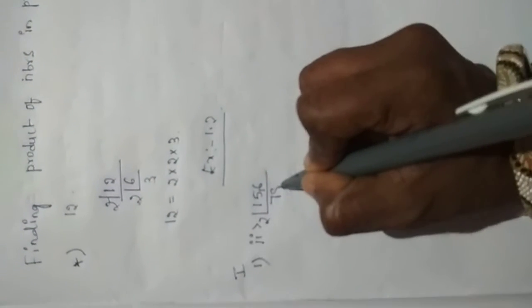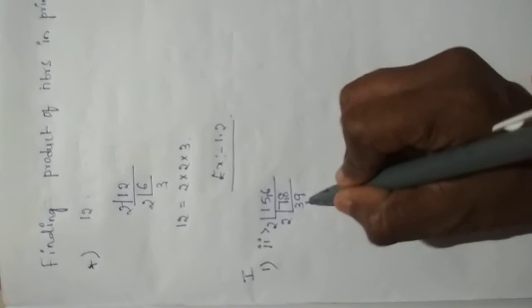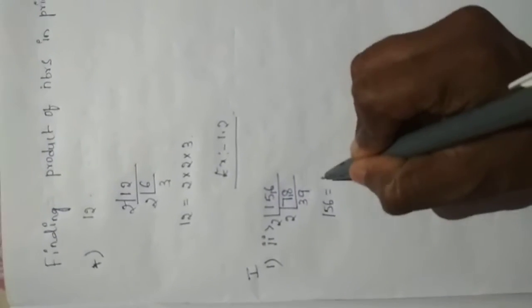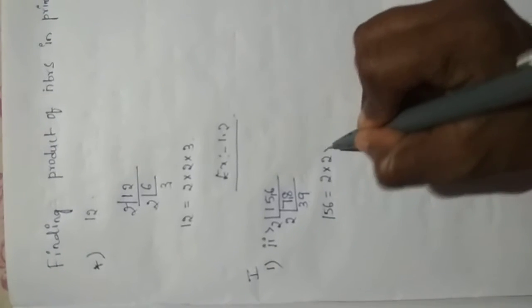156. 2 sevens 14, 1 will be left. 2 8s 16, 2 3s 6, 1 will be left. 2 9s 18. 13 is also a prime number. So 156 can be written as a product of prime factors: 2 into 2 into 3 into 13. Is it understood? The rest of the 3 sums you have to do.